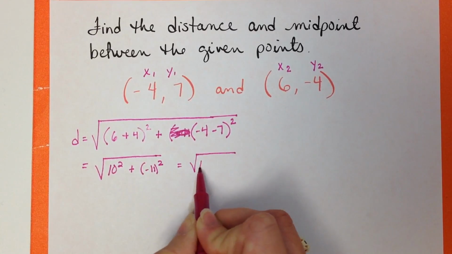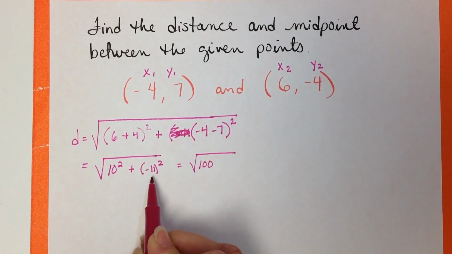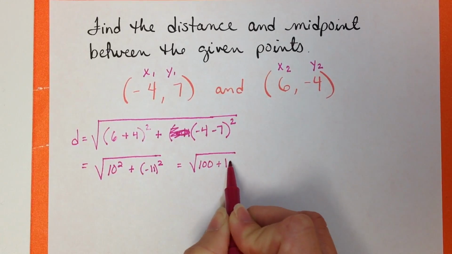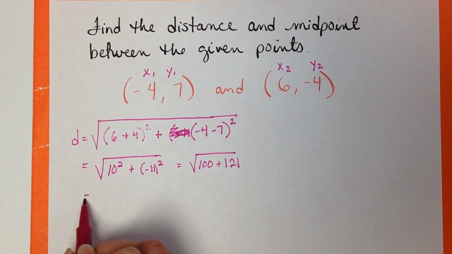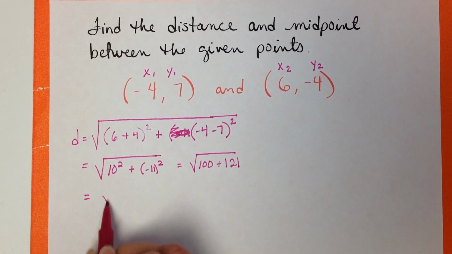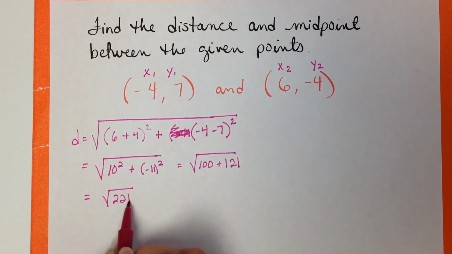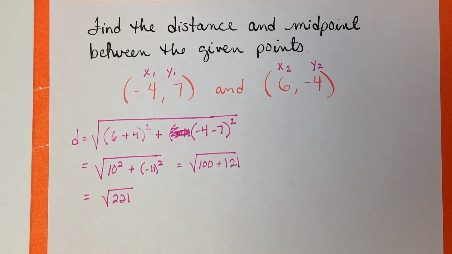So your 10 squared will give you 100. Your negative 11 squared will give you 121. So do your addition there and you get square root of 221. And of course sometimes you'll end up with the square root of a perfect square, therefore your distance will work out to be a nice whole number for you. In this case 221 is not a perfect square.